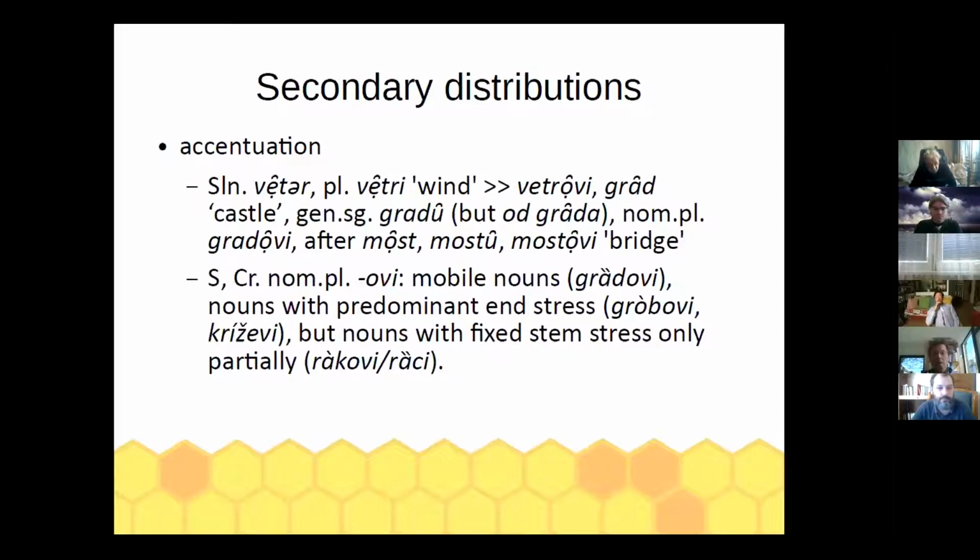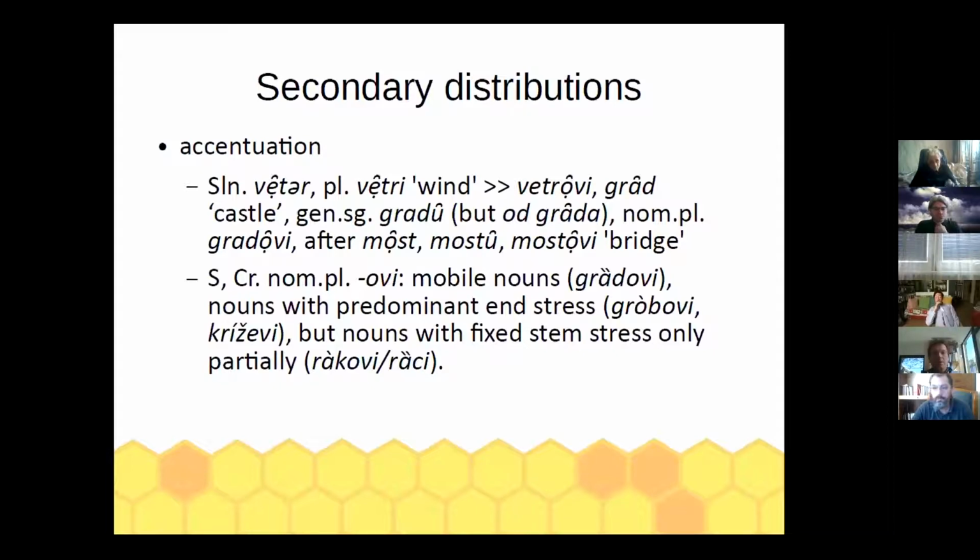This only happens with nouns with mobile accentuation. Similarly, in Serbian and Croatian, in mobile nouns with a monosyllabic stem, we see the spread of the -ovi ending for the plural. And you can clearly see in the historical data that then this also spread to nouns with predominant end stress of the type grobovi, križevi.